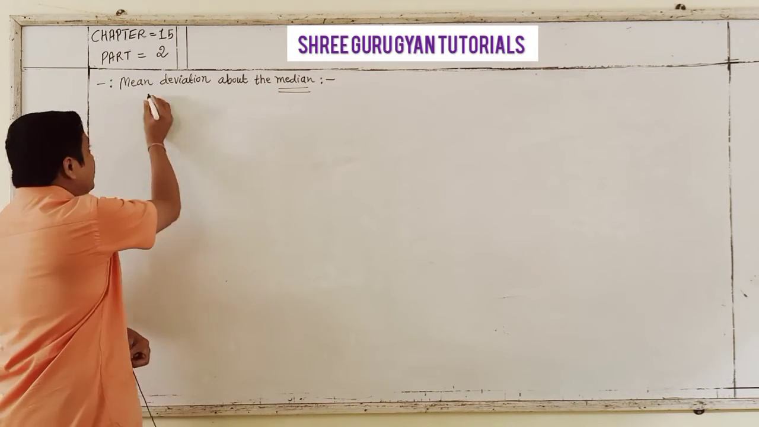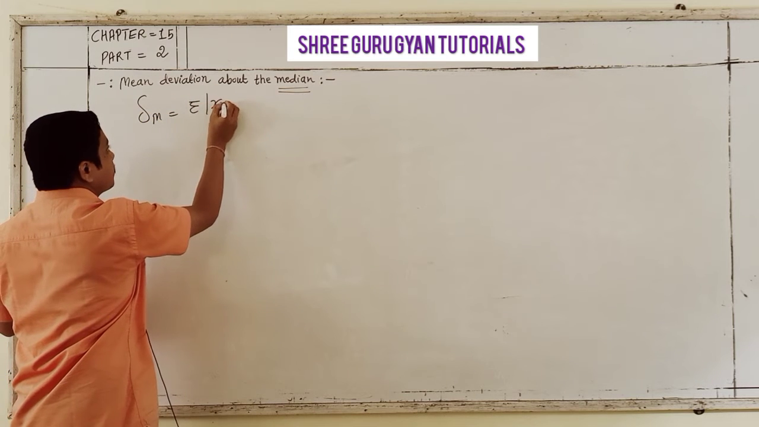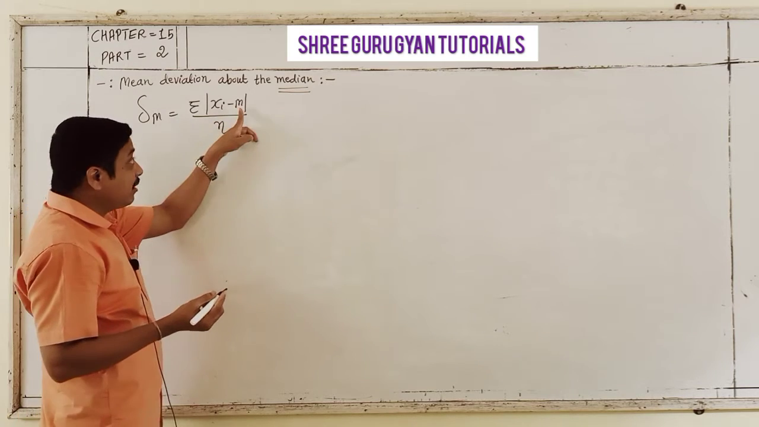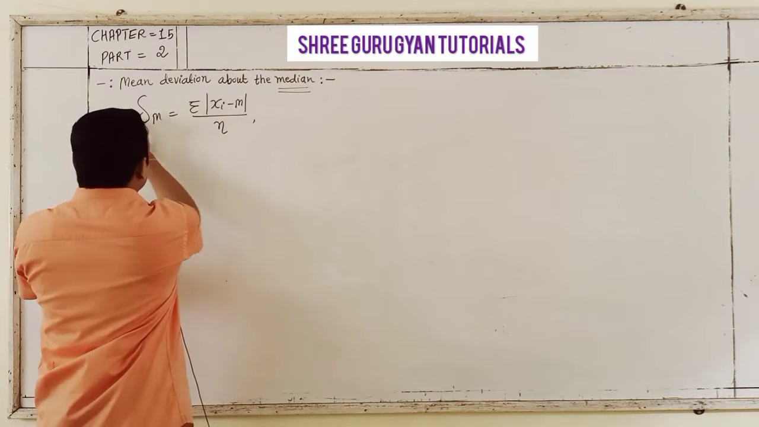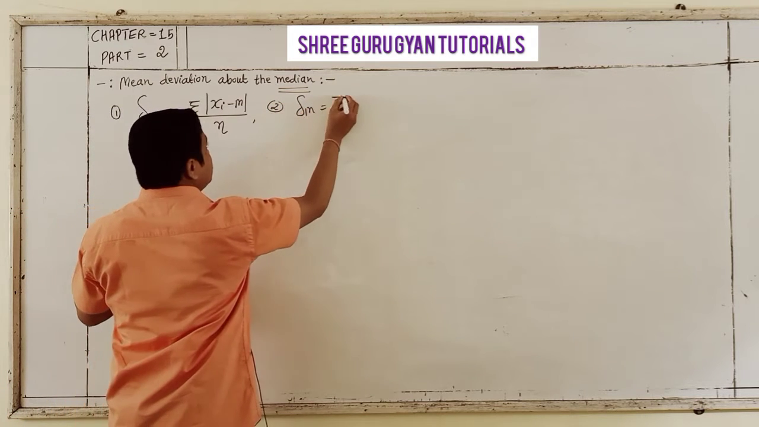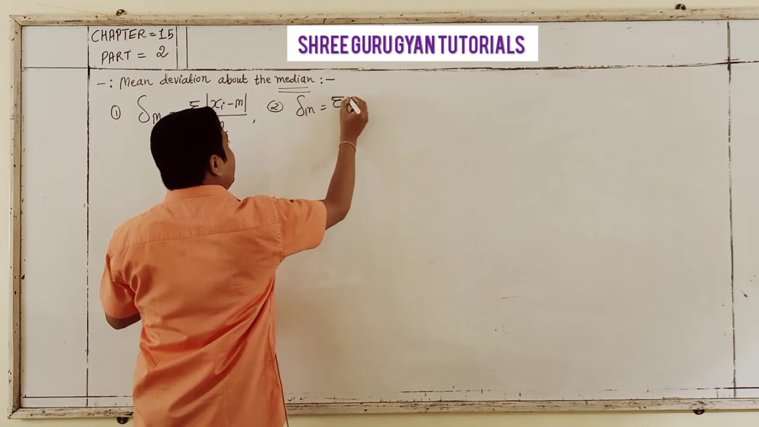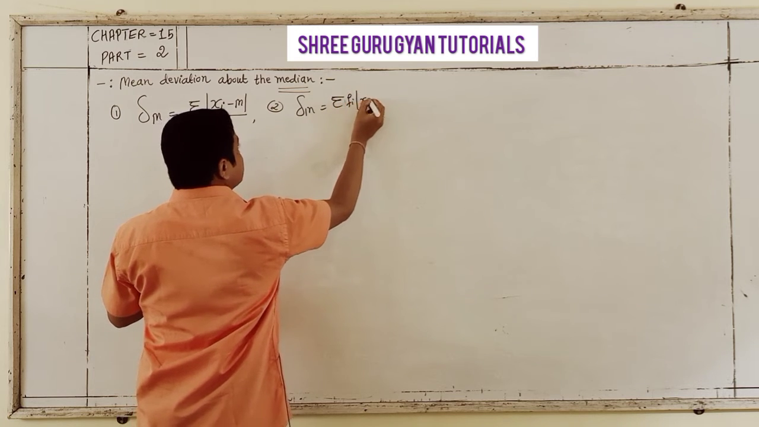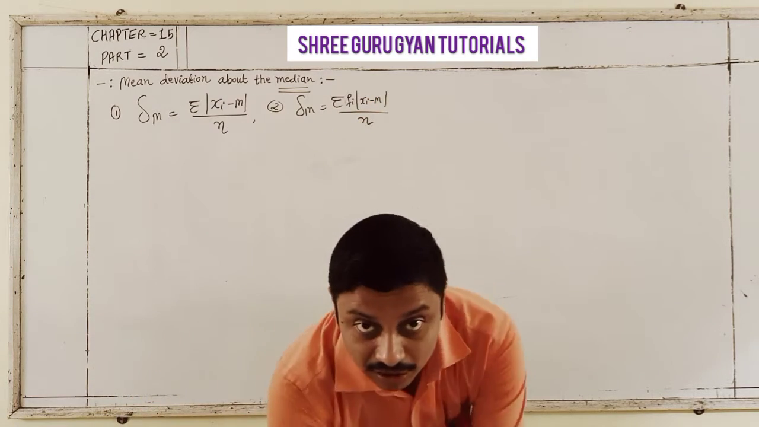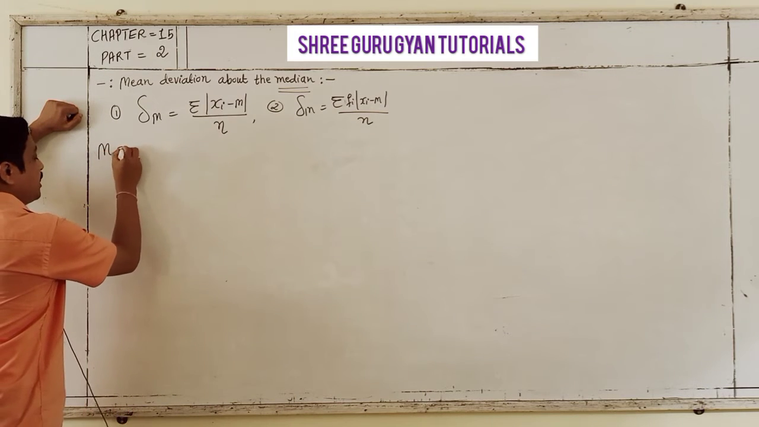It is delta M, which is sigma |xi minus M| upon n, where M is the median. One more formula, the second one, is delta M, which is sigma fi |xi minus M| upon n, where students, M is our median.